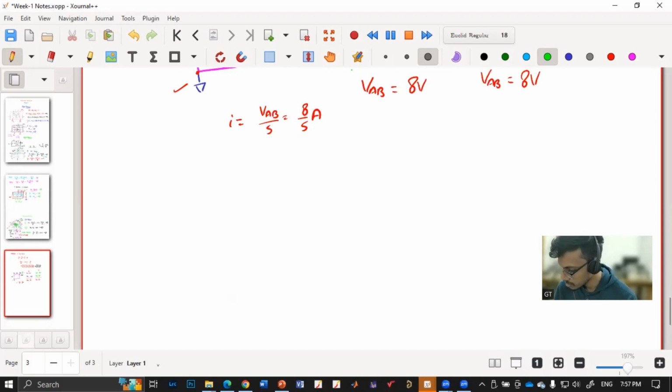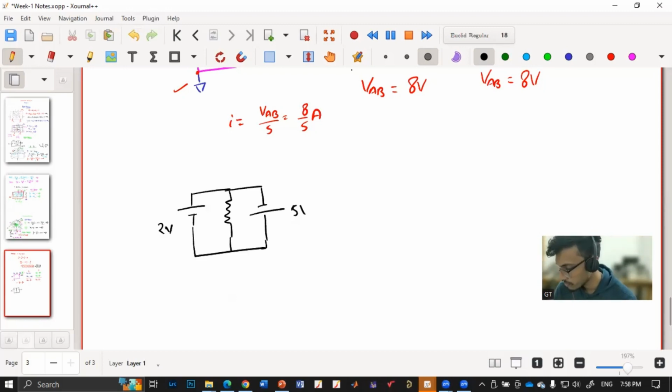Okay. Let me quickly take one small example. So I am considering a very simple circuit. Say this is 2 volt and this is 5 volt. So I do not know the current in the resistor. So I will take two scenarios, where in case one I am considering one logic and in case two I am considering another logic. In case one I am considering downward direction and say the resistor value is 2 ohms. Now you tell me how to solve this. Any ideas?